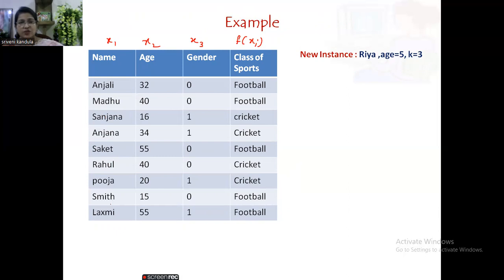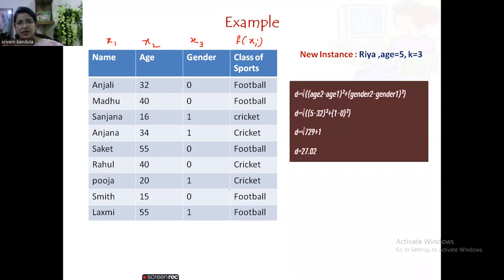So the square root of 9 is 3. Suppose you have 10 or 11 instances, then you can take the nearest root value. If I have 11 instances, the square root of 11 I cannot find exactly, so I can take the square root of 9 and assume a k value of 3. But in this example, the k value is specified, so let's take the same k value.